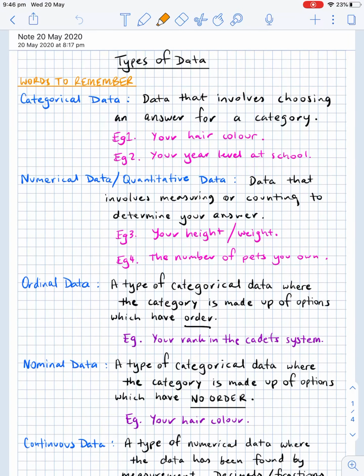Hi guys, for today's lesson we're going to be dealing with types of data. So first up, let's go through the different types of data.